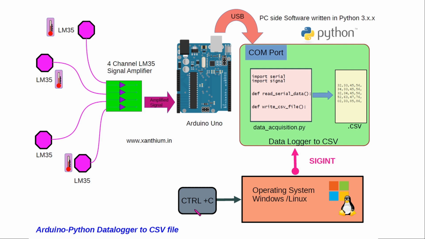So whenever this Control plus C is pressed, the operating system will generate a signal or an interrupt called SIGINT, which will terminate the program. Now I'll explain how to do that in the later sections.